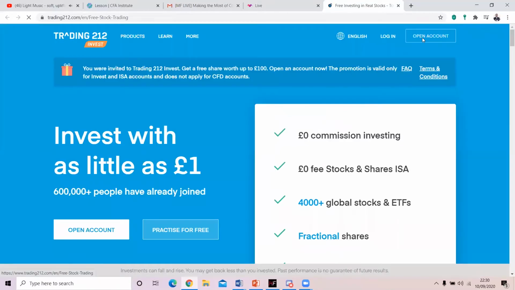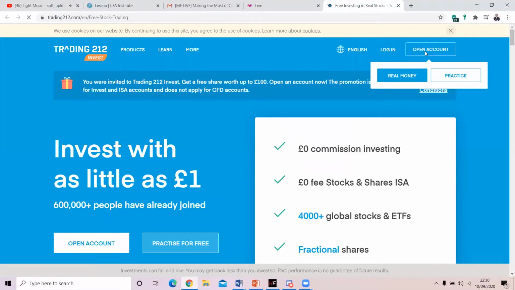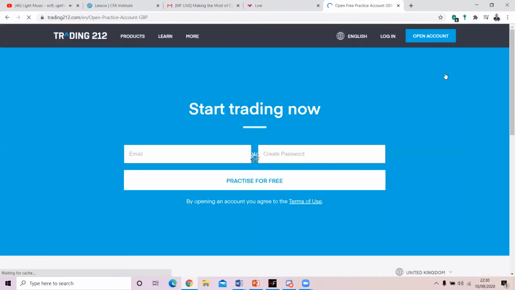So here we come. Like I was trying to say, you click on open account, and then there are two options: real money and practice. Because I already have an account, I'm not going to be using the real money. I'll go to practice, so you see how to set up your account.